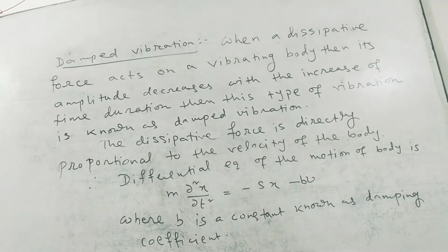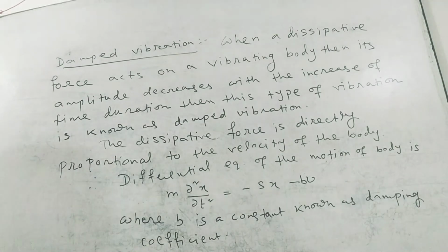Next, damped vibration. When a dissipative force acts on a vibrating body, then its amplitude decreases with increase of time duration. Then this type of vibration is known as damped vibration. The dissipative force is directly proportional to the velocity of the body.